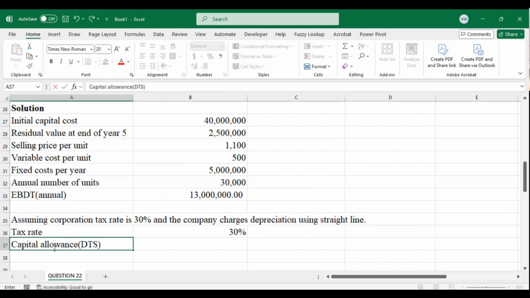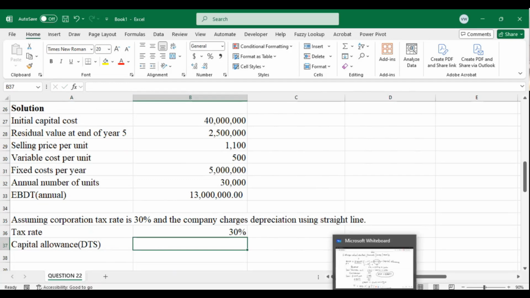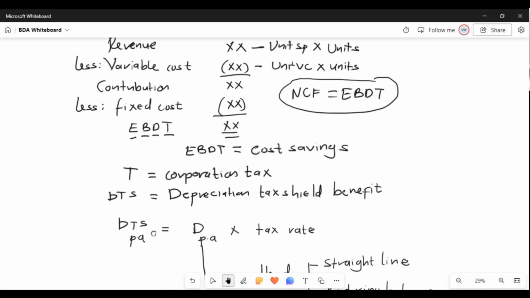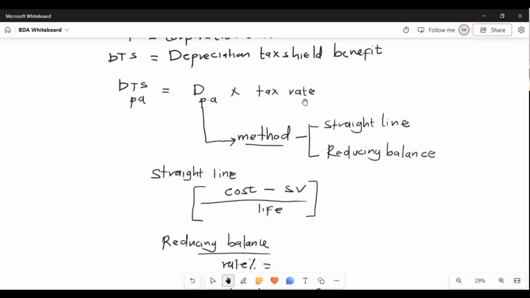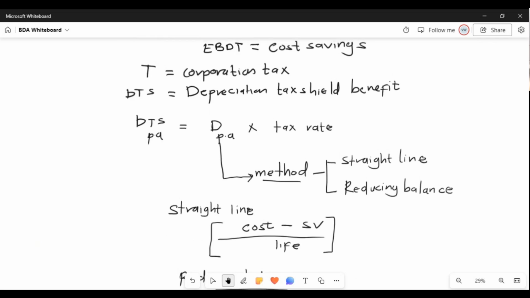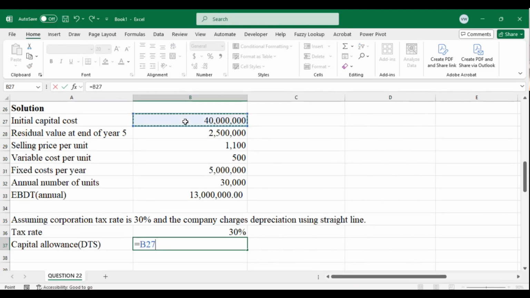Already we've said that DTS is given by the depreciation per annum times the tax rate, because I've assumed straight line. If you go back to our whiteboard, we said that if you assume straight line, then we take the cost minus the salvage value, divide by life, then multiply by the tax rate to get the DTS. That is exactly what I want to do. So let's first get the depreciation per annum and reference where we have the cost.